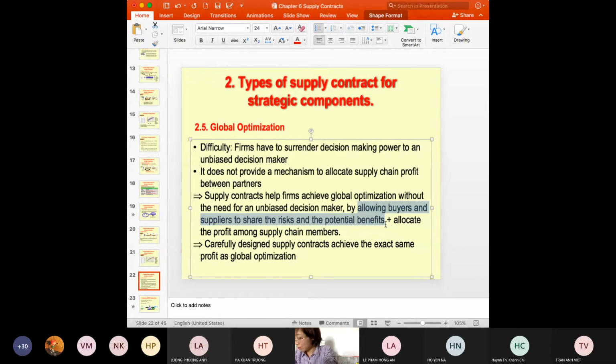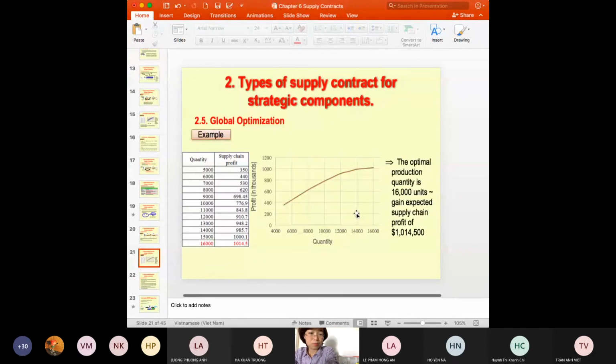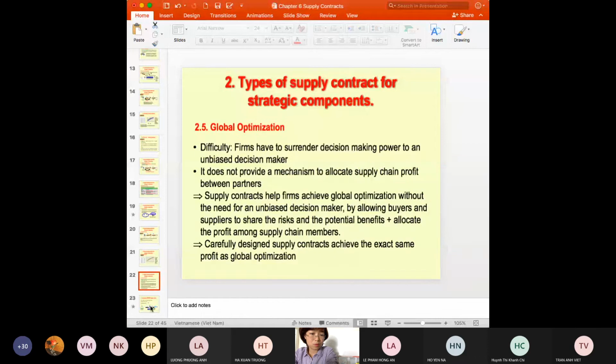Okay. So a carefully designed supply contract achieves exactly the same profits as the global optimization. Be careful.